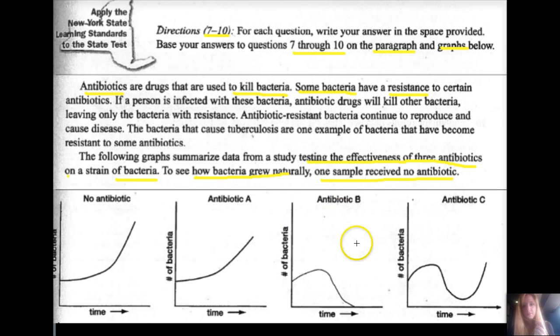So if I look at my graph, I can see the number of bacteria and the type. This says no antibiotic, and what I can see is that it's increased, right? Antibiotic A also increased. That's no good. Antibiotic B seemed to decrease. Antibiotic C seemed to first increase, decrease, and then, whoa, increase again.